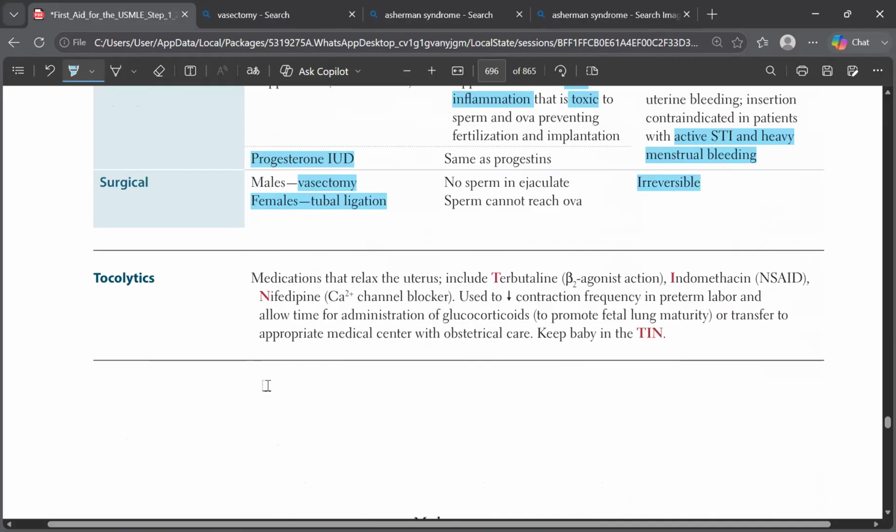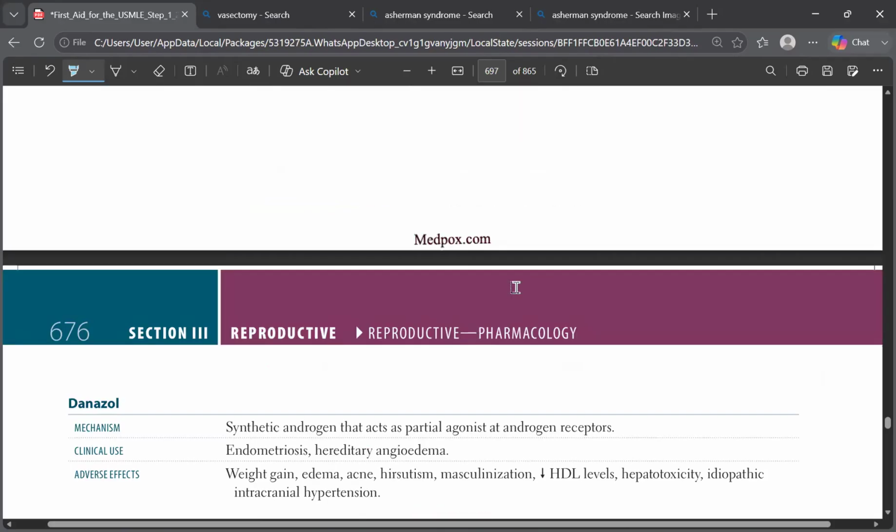Then are the tocolytics. These are medications that relax the uterus. They include terbutaline, which is a beta-2 agonist, indomethacin, which is an NSAID, and nifedipine, which is a calcium channel blocker. They're used to decrease the contraction frequency in preterm labor and allow time for administration of glucocorticoids to promote fetal lung maturity or transfer to an appropriate medical center with obstetrical care. Keep baby in the tent. So they basically relax the uterus, terbutaline, indomethacin, and nifedipine, and thus they decrease the contraction frequency in the uterus.